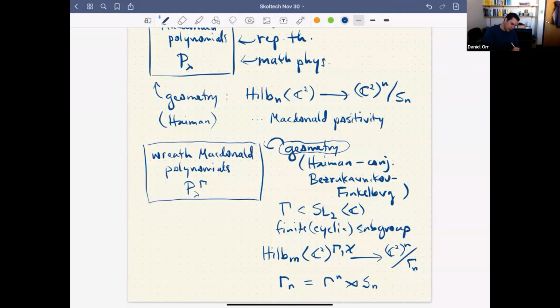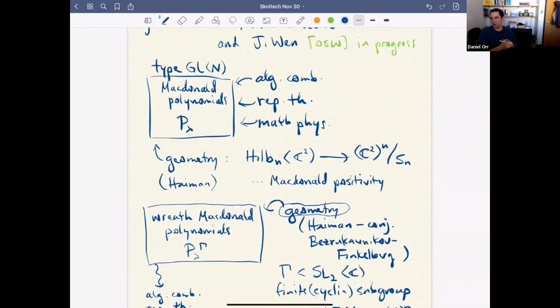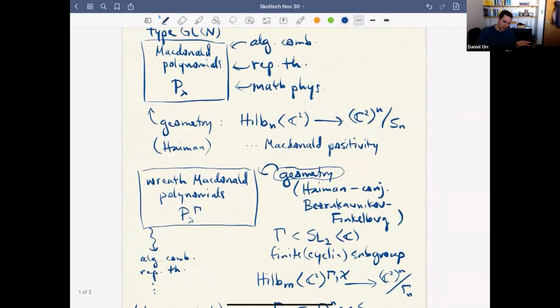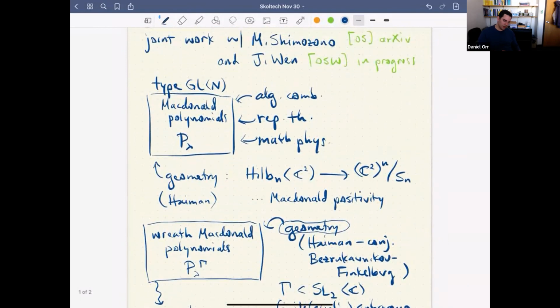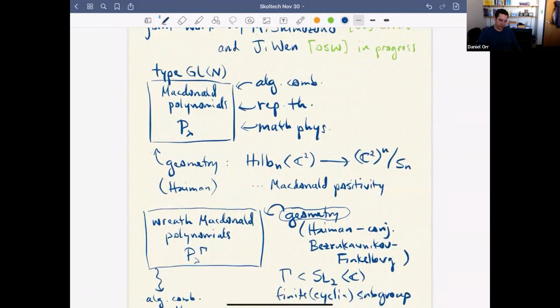So the point is now we want to understand connections to algebraic combinatorics, representation theory, and so on, using kind of more direct methods. So the desire is to have kind of a direct approach to these polynomials, like what we had at the origins of Macdonald theory. Okay, so these are some sort of more mysterious geometric objects, and we want to understand them concretely. Okay, so that's the plan. Any questions so far?